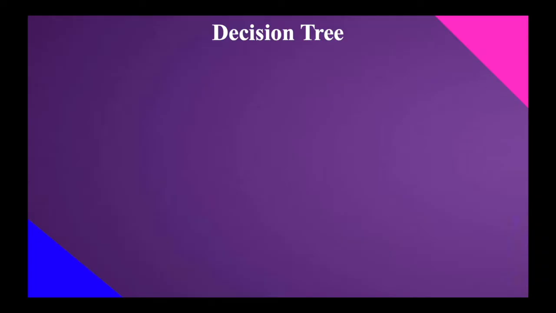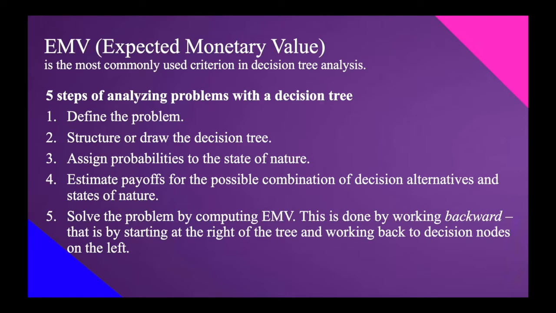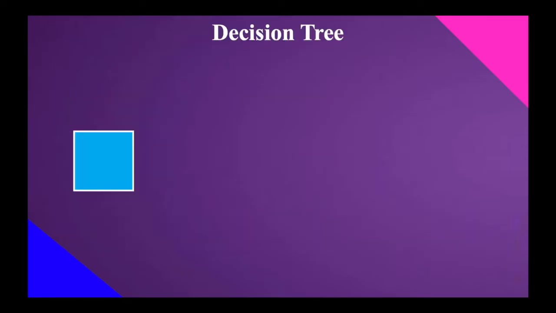Now, let's have our decision tree. This decision tree is first solved from left to right. The step 5 we mentioned, the computation of EMV, goes backward, from right to left. I hope that is clear with you. Now, let's have the decision tree of our problem. I have here a square one. Again, when we say square, this is the decision node.